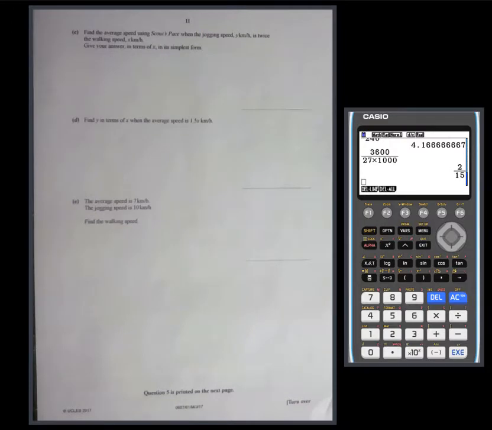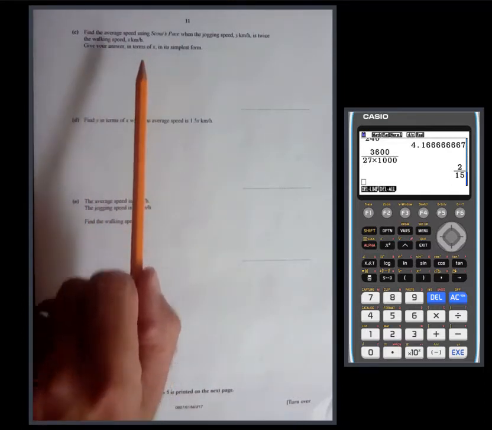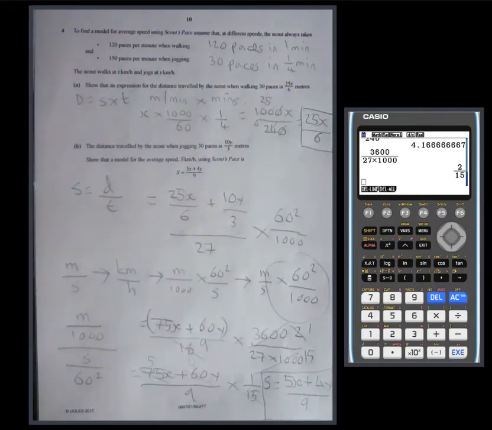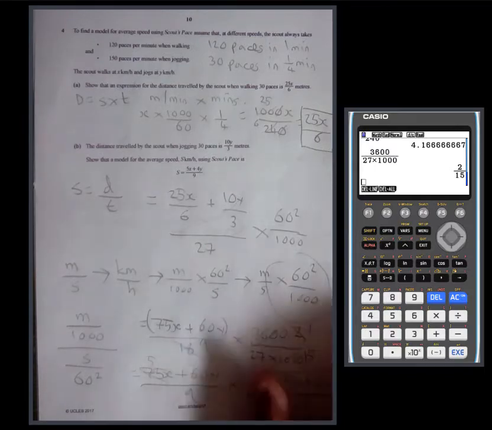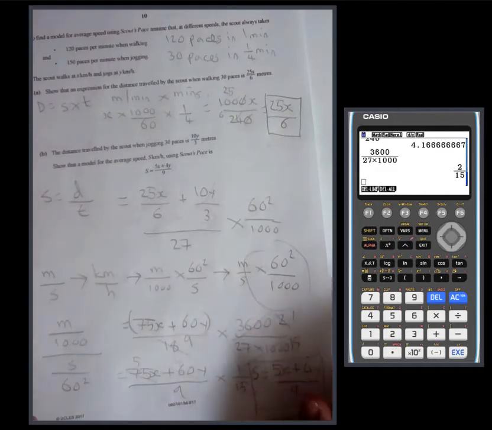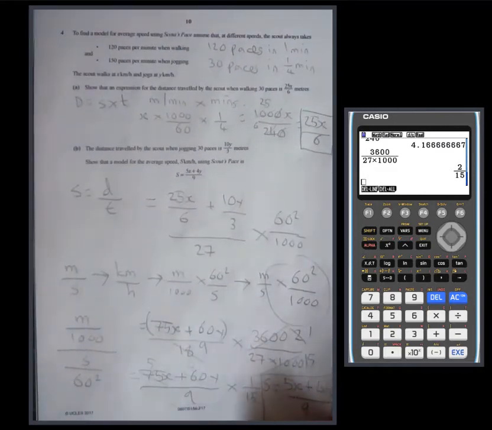Right, so part C: find the average speed using Scout's pace when the jogging speed y kilometers an hour is twice the walking speed x kilometers an hour. Give your answer in terms of x in its simplest form. If I consider this whole page, all we're doing is using an equation and doing a bit of algebra on it, and the equation was given to us. We're very near the end of this modelling bit, and you could have got everything wrong up to now and you still can get these marks, so it's quite friendly in that respect.